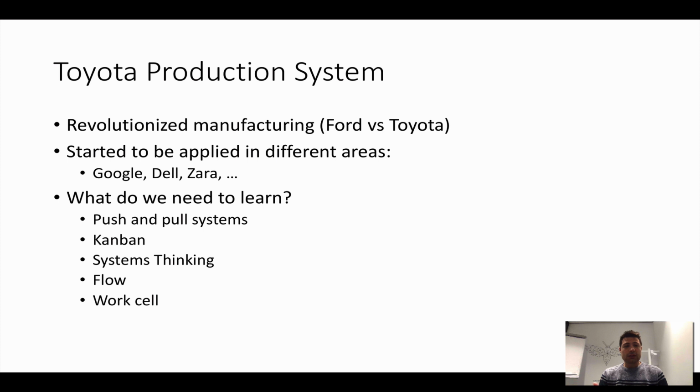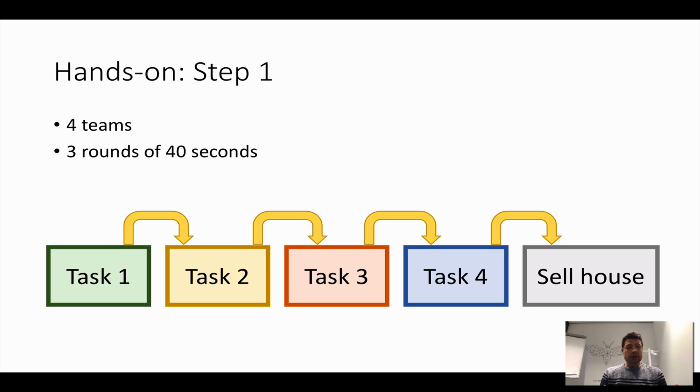And the ideas were nice. They started to be applied by many different companies. And there are lots of concepts. This is just an introduction. And the main ideas we discussed were push and pull systems, Kanban, systems thinking, flow, and work cells. So how did we do this?